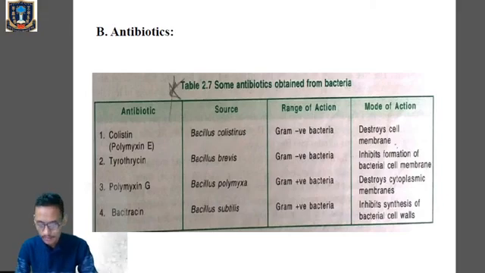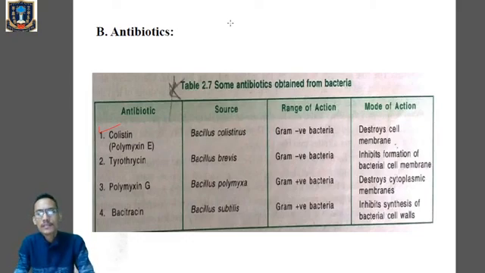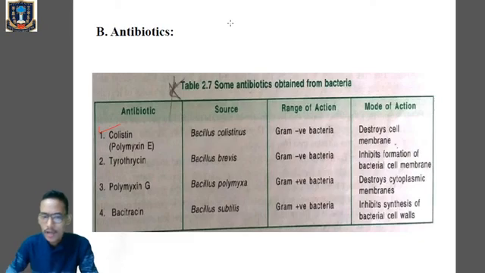We'll go through examples of a few antibiotics, their sources, range of action, and mode of action. It's on page number 19, table number 2.7. The first one is colistin, also called polymyxin E. Source is Bacillus colistinus. Range of action is effective against gram-negative bacteria. How does it work? It will destroy the cell membrane of gram-negative bacteria and kill the bacteria.